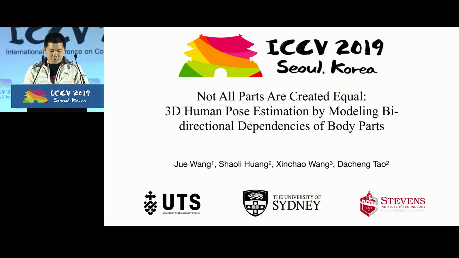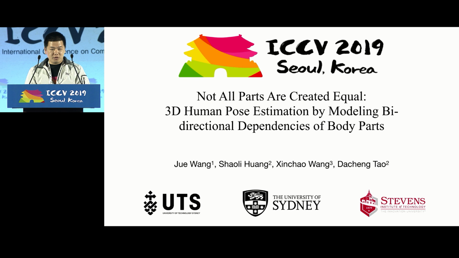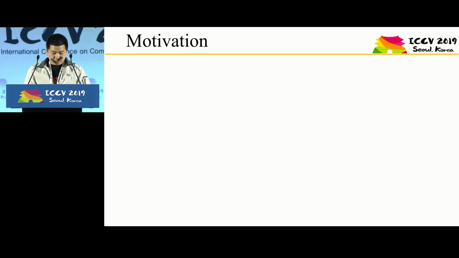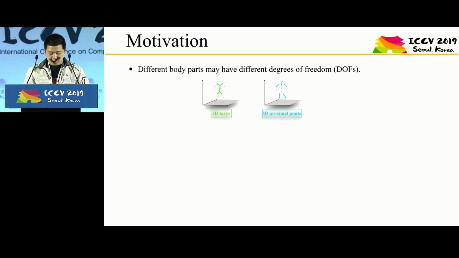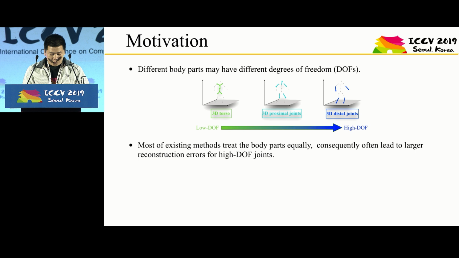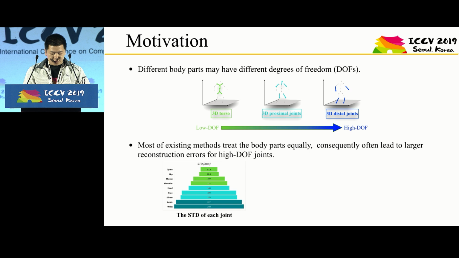Good morning, I'm Jue. Today I'm presenting "Not All Parts Are Created Equal: 3D Human Pose Estimation by Modeling Bidirectional Dependencies of Body Parts". The physiological structure of a human body results in different body parts having different degrees of freedom. Conventional methods treat all the parts equally, which often leads to much larger errors on higher DOF joints. For example, the method of Martinez and others produces more accurate predictions for joints on the torso, but poorer ones for distal limb joints.